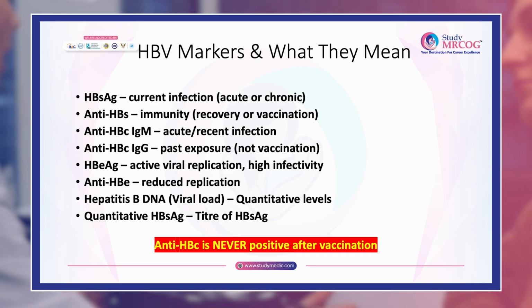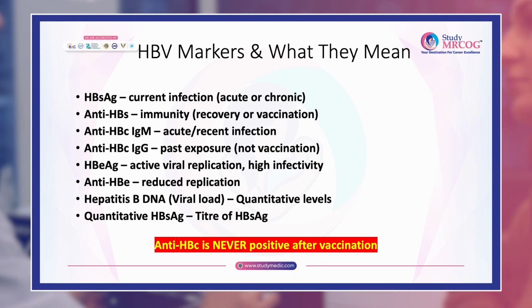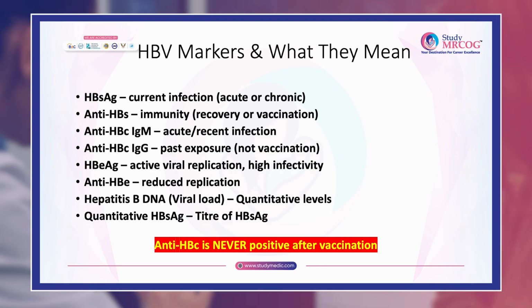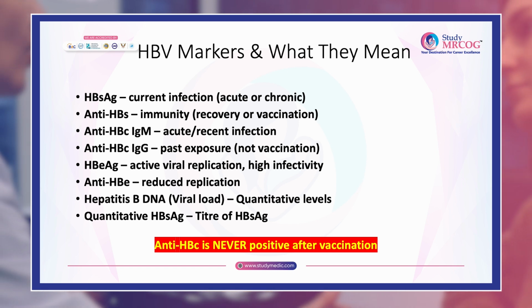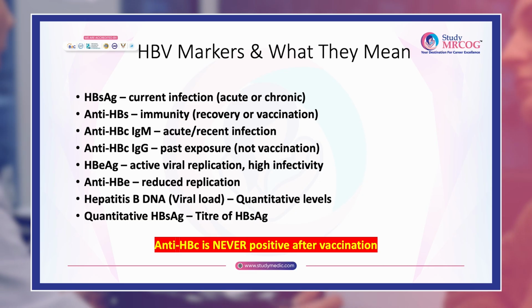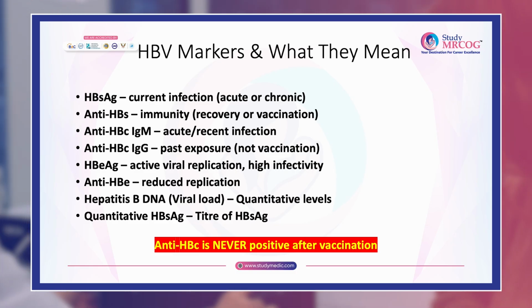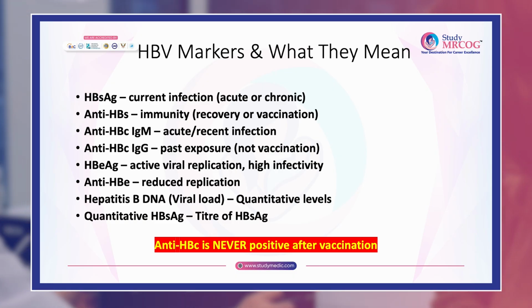Then we move on to the surface antibody, which is anti-HBs. Now, this antibody is produced by the immune system in response to the exposure to the surface antigen, and it includes response to hepatitis B virus vaccination. Normally this is not detectable in infected individuals because immune complexes are formed with the surface antigen. However, this can be used to assess response to hepatitis B virus vaccination.